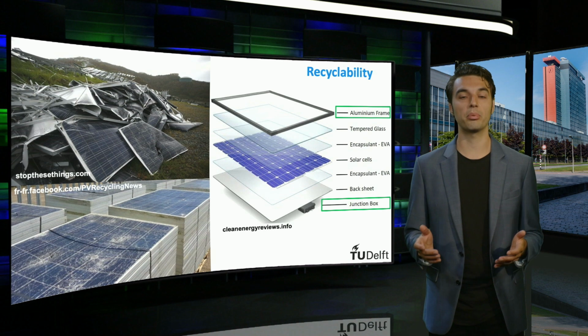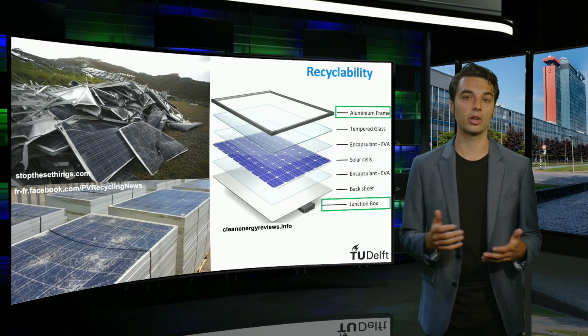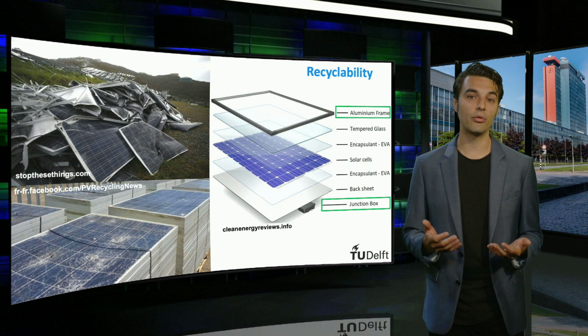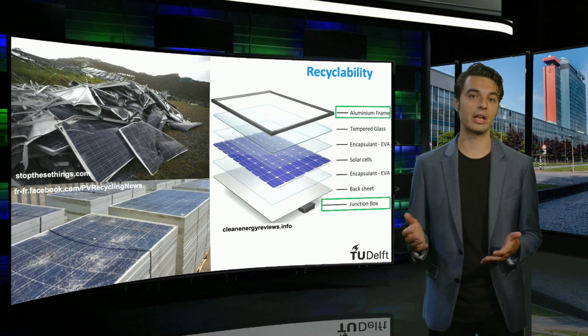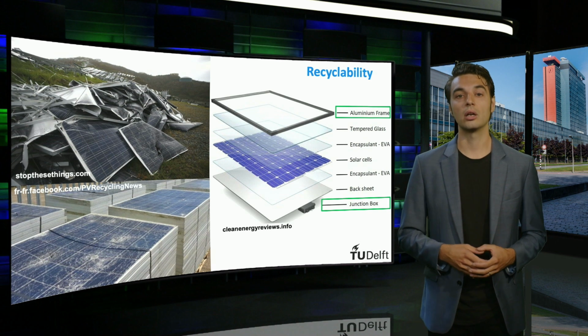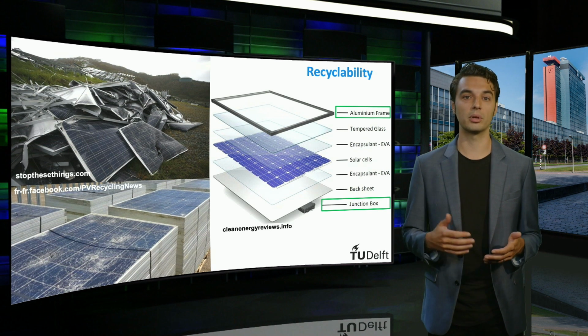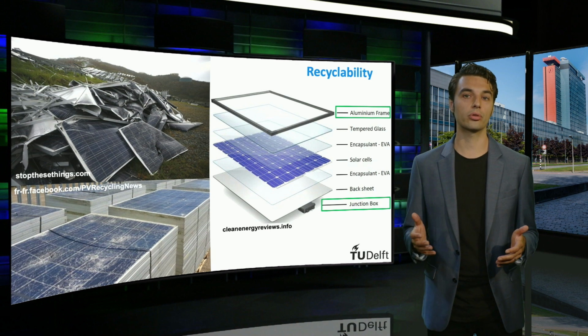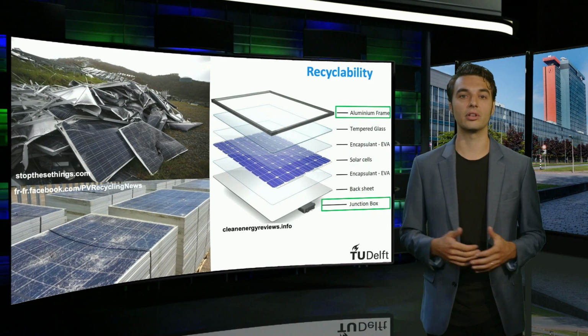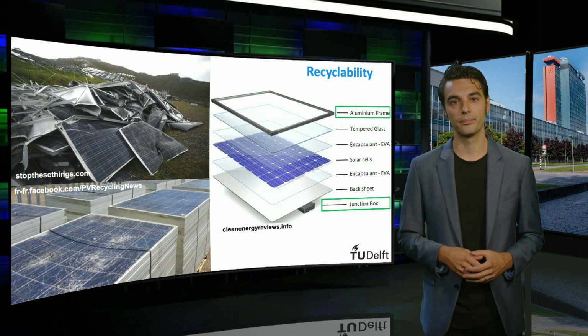Techniques already exist to separate the solar cells and encapsulant from the glass plate, which would allow recycling of the glass plate. Additionally, through standard metallurgical processes, the silicon and silver can be extracted from the remaining encapsulant solar cell stack. In the third course of this program, we will discuss the recyclability of PV modules in more detail.